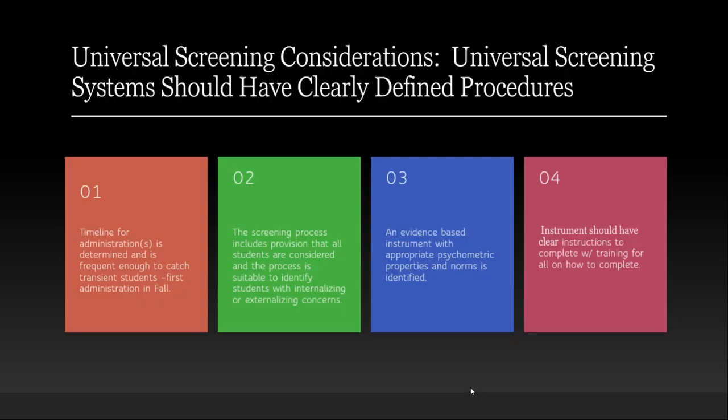So a couple of things to think about. Some other universal screening considerations: universal screening systems should have clearly defined procedures. So number one, there should be a timeline for administration that has been determined and is frequent enough to catch transient students. So we should try to administer these universal screeners multiple times a year, maybe at the beginning of the year, midway through, or towards the end of the year. And we have a process in place to collect data for students that may be transferring into our school throughout the year.